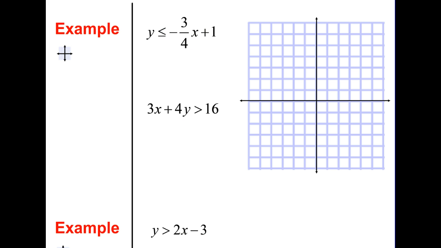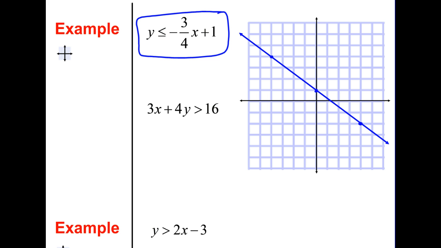All right, so let's try another one. I'm going to graph this first one in blue. Again, I'm going to put in a test point with 0, 0. So is 0 less than negative 3/4 times 0 plus 1? Well, is 0 less than or equal to positive 1? Yes, it is. So I'm going to draw my arrows going this way, because this is the way I would shade on my line.